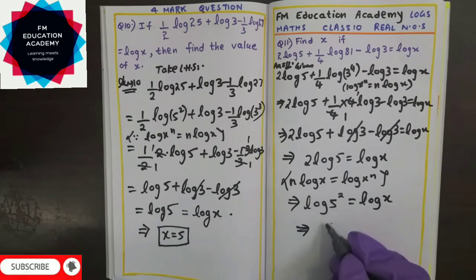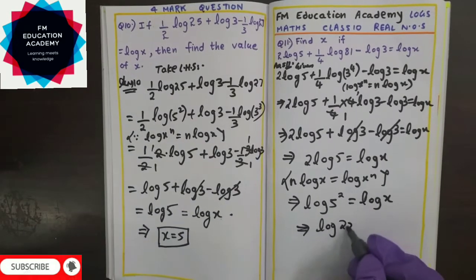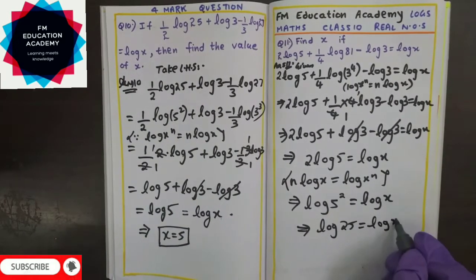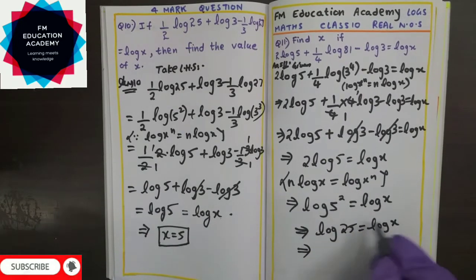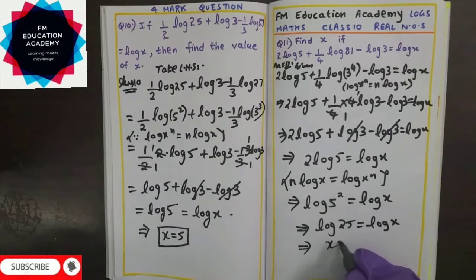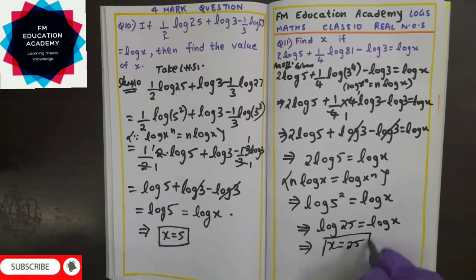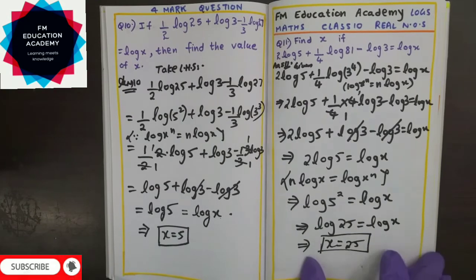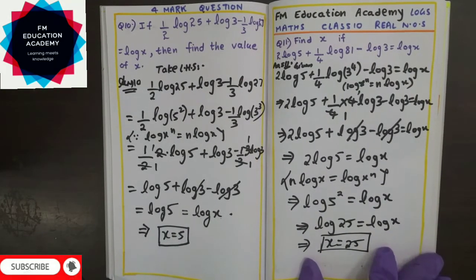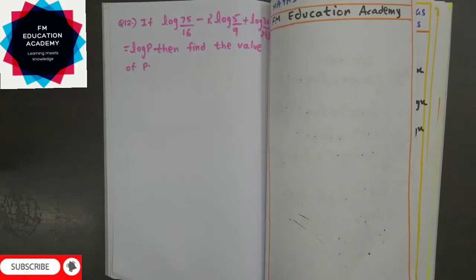Now here 5 square is 25. So log 25 is equal to log x. Now we know that whenever log is present on both sides, then whatever is attached is equal. So x is equal to 25, we got here. So both are the same type of questions. Hope you have understood how to do it. The basic thing is you have to expand everything and remember the formulas, then it will be very easy. Just a few more questions remaining.